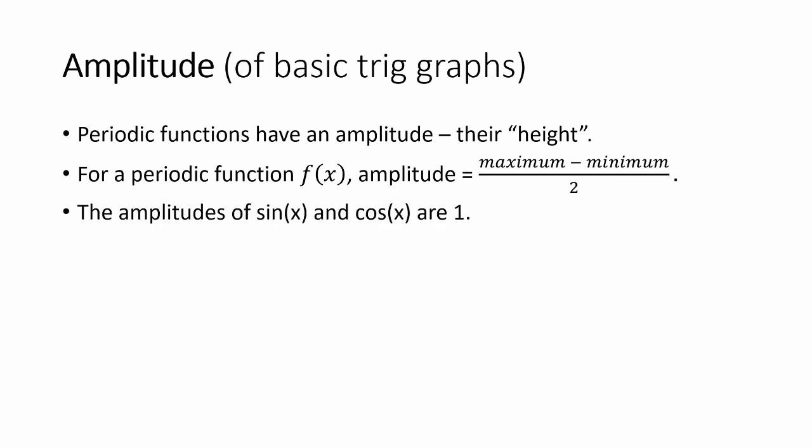The amplitudes of sine and cosine are both 1, as the unit circle has a radius of 1, meaning that no point on it can be further than 1 from the origin. The amplitude of tangent is undefined, as it has asymptotes which go to infinity.